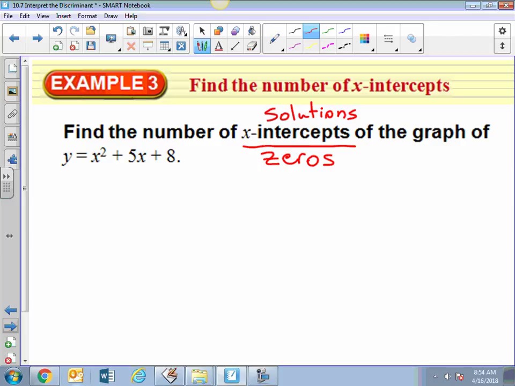So in other words, if I replace this with a 0, plug it into the quadratic formula, you would solve for x.